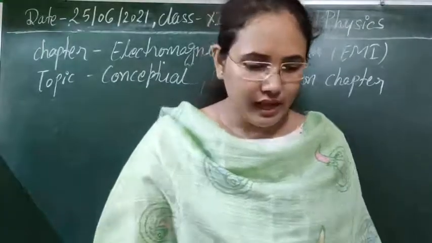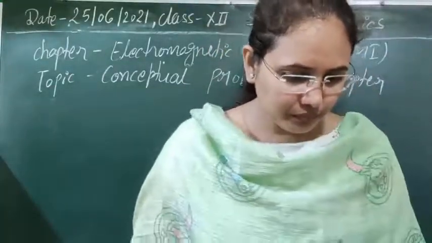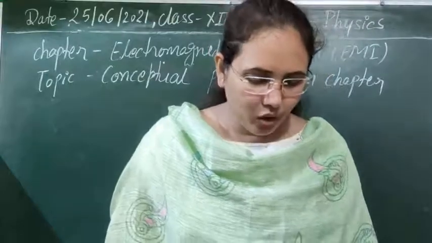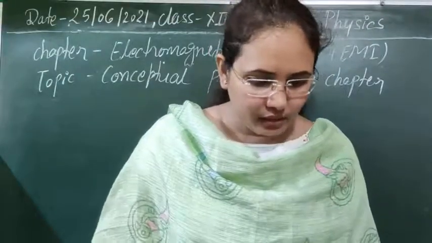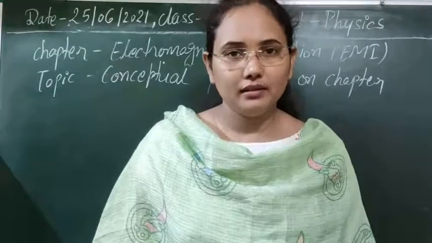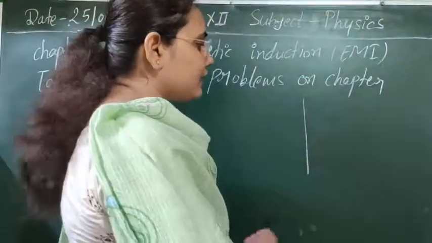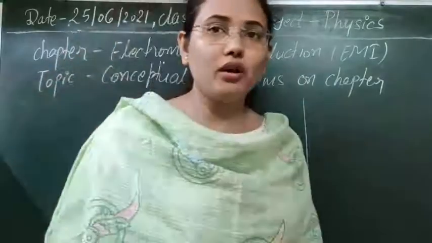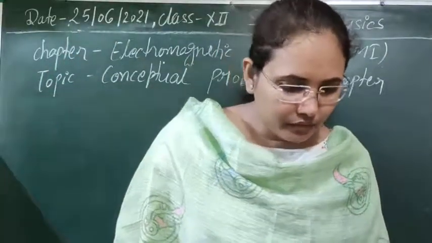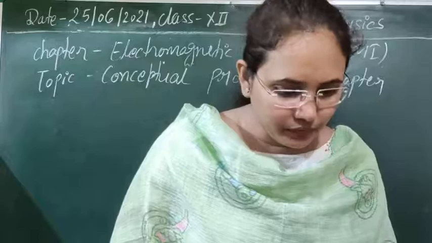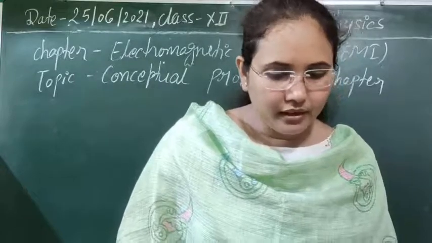Next question we have here: a wire kept along the north-south direction is allowed to fall freely. Means we have a wire kept along the north-south direction, and we allow it to fall freely. Then will there be an induced EMF in the wire or not?